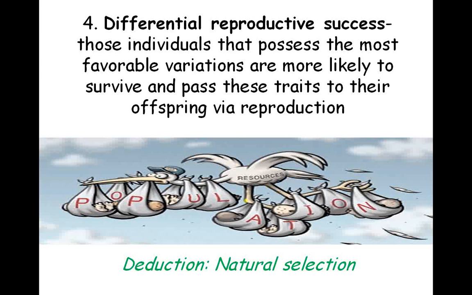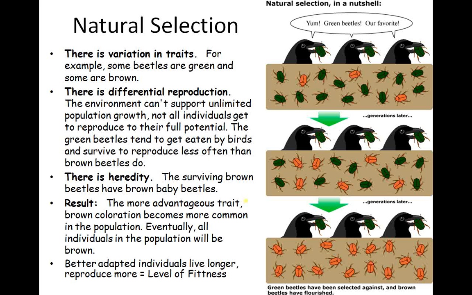Finally, differential reproductive success. What this basically means is that individuals that possess the most favorable variations are more likely to survive. The ones with the better traits are the ones that are going to be more likely to survive long enough to reproduce and pass those traits on to their children. So from these 4 observations, what Darwin came up with is his process, a process of selection called natural selection. In a nutshell, this is what natural selection is.